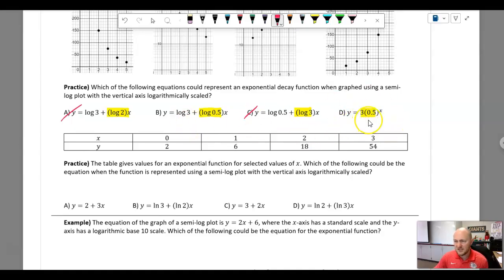And D here, this is an exponential function. That's not going to be a semi-log plot. Okay, so answer is going to be B.